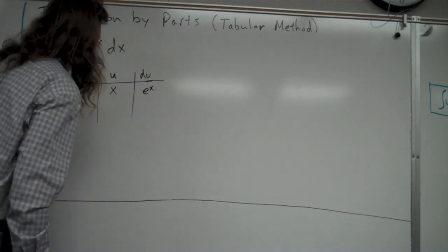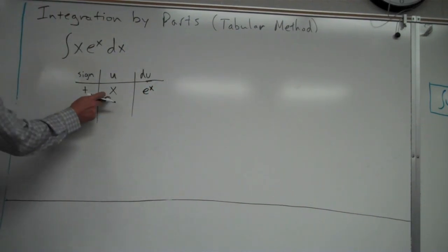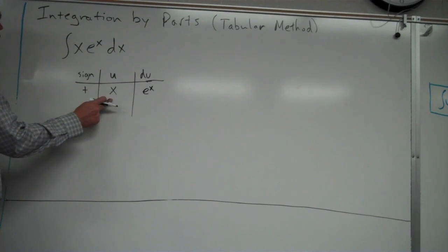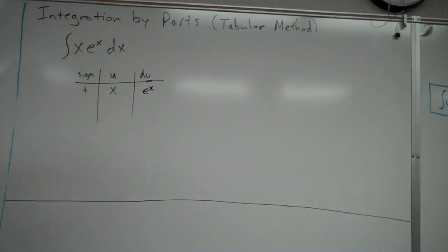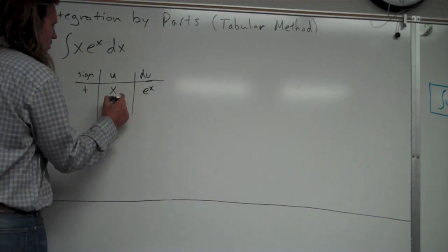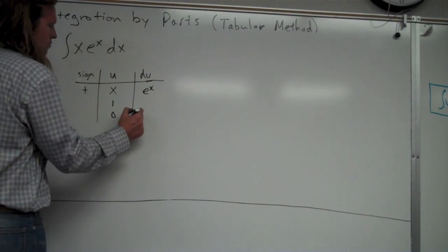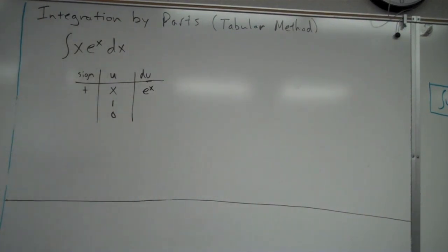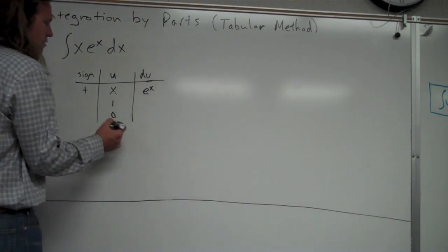And what you do, you're going to go ahead and take the derivative of u until it becomes 0. So it'll be 1 and then 0 in this case. So it's real quick. Again, this isn't going to save too much time for us because it's a fairly simple one. And then let's fill in the rest of the chart with this e to the x.